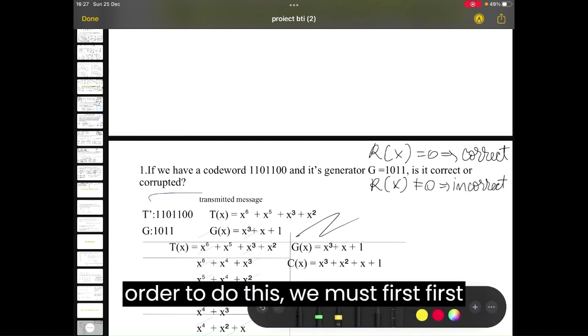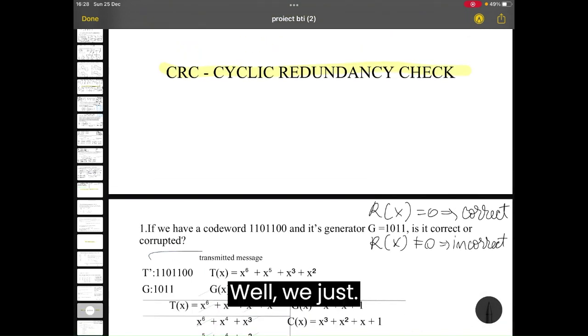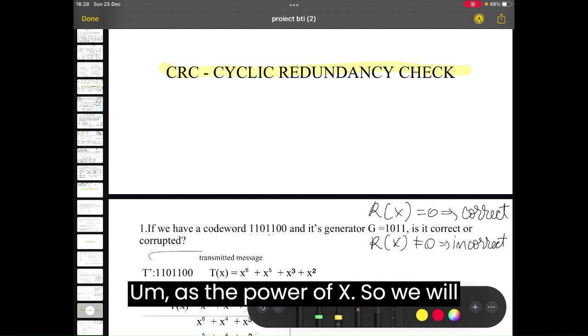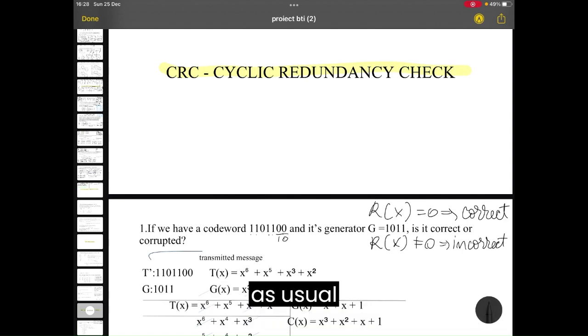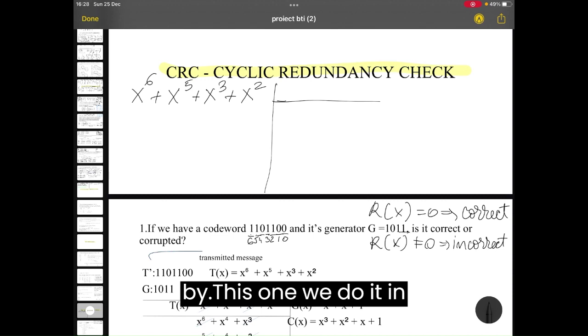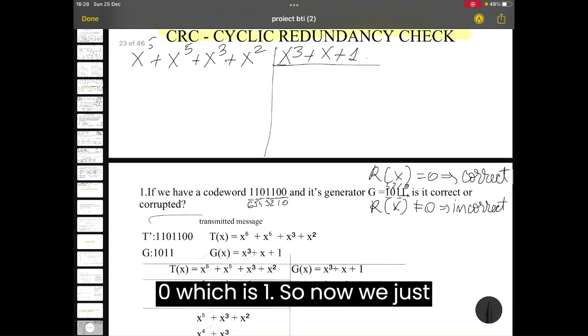And in order to do this, we must first transform these binary representations into polynoms. How do we do this? Well, we just write the positions of the one digits as a power of x. So we will be numbering this as usual: 0, 1, 2, 3, 4, 5, 6, and just write our polynom: x to the power of 6, x to the power of 5, x to the power of 3, plus x to the power of 2, divided by this one. We do it in the same way: x to the power of 3, x to the power of 1, and x to the power of 0, which is 1. So now we just have to divide them.